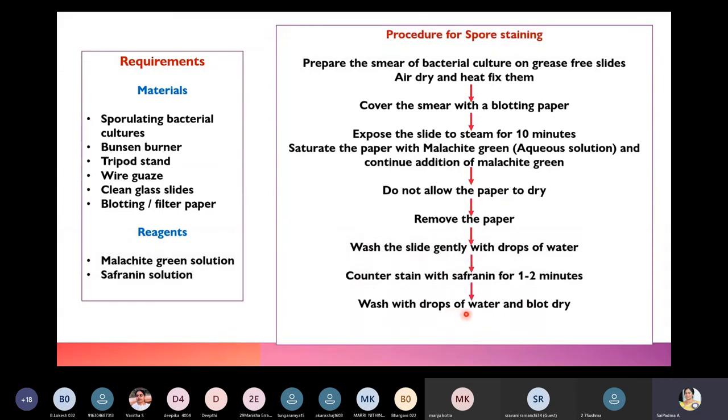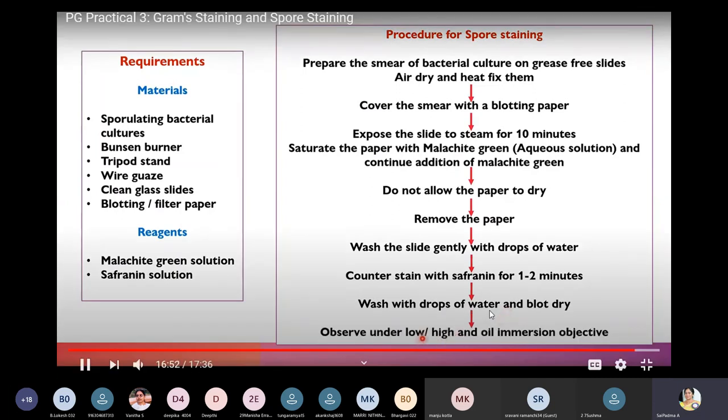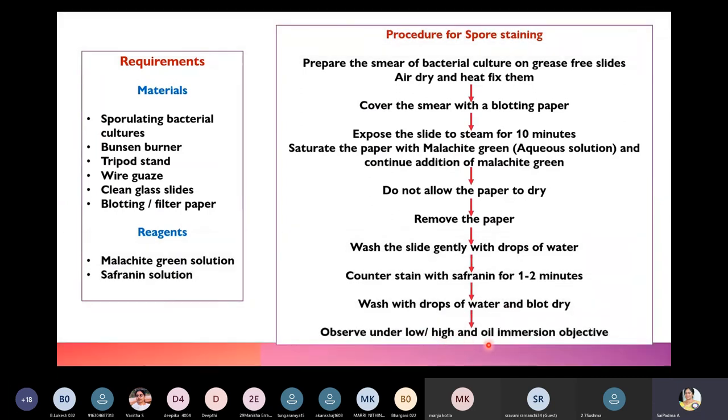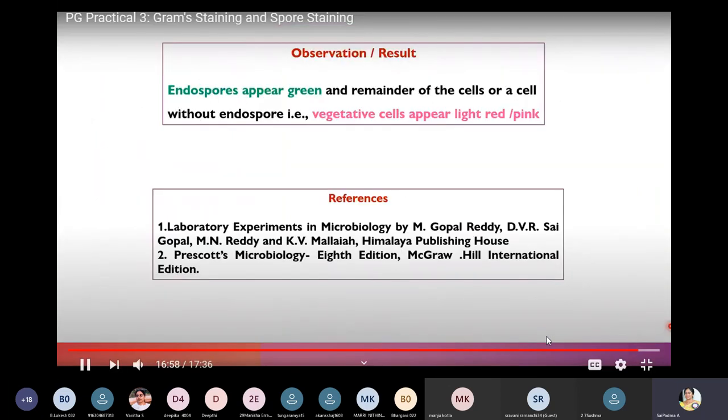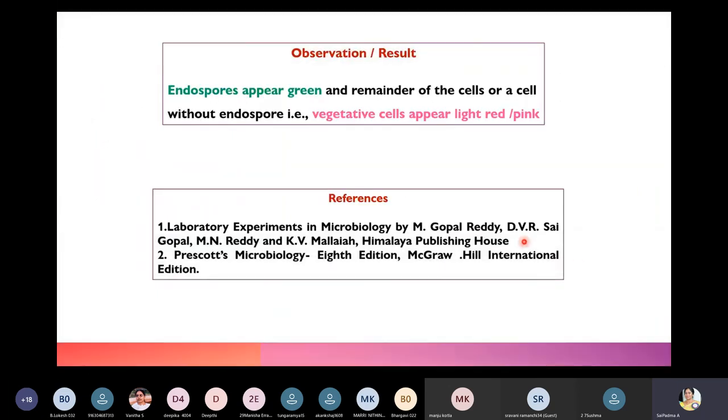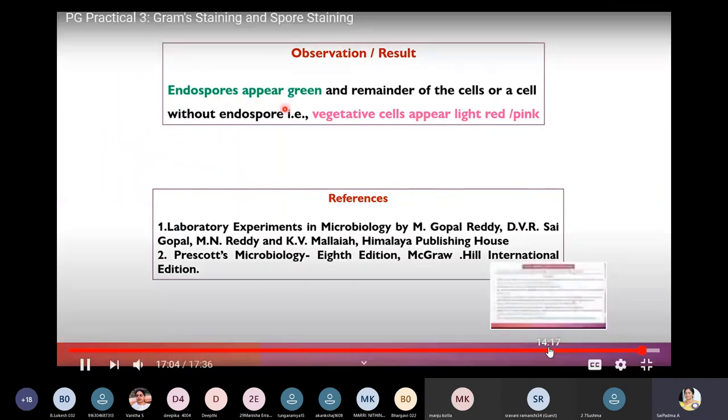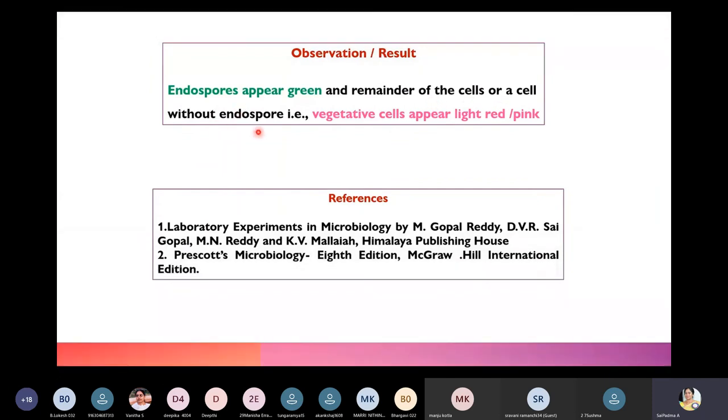Wash the slide with drops of water and blot it dry. Now observe it under low or high power and the oil immersion objective. So this is the procedure for the spore staining process. Now observation and results: endospores will appear green, and the remainder of the cells, that is the vegetative cells or cells without endospores, will appear light red or pink in color.